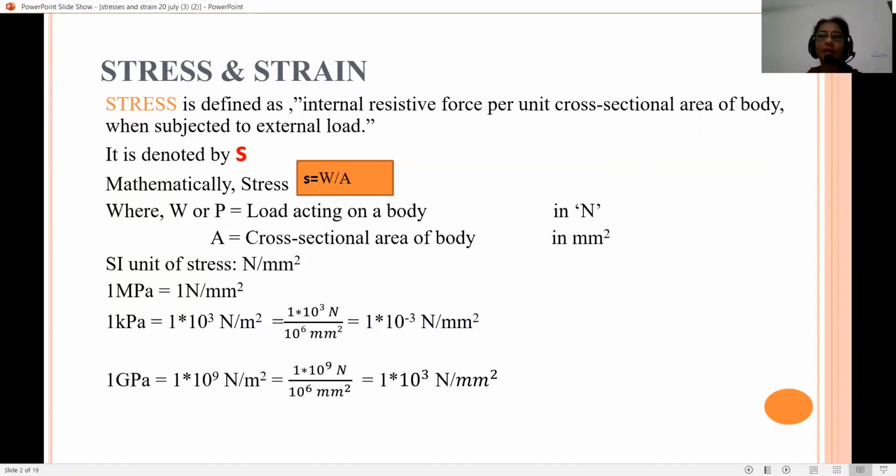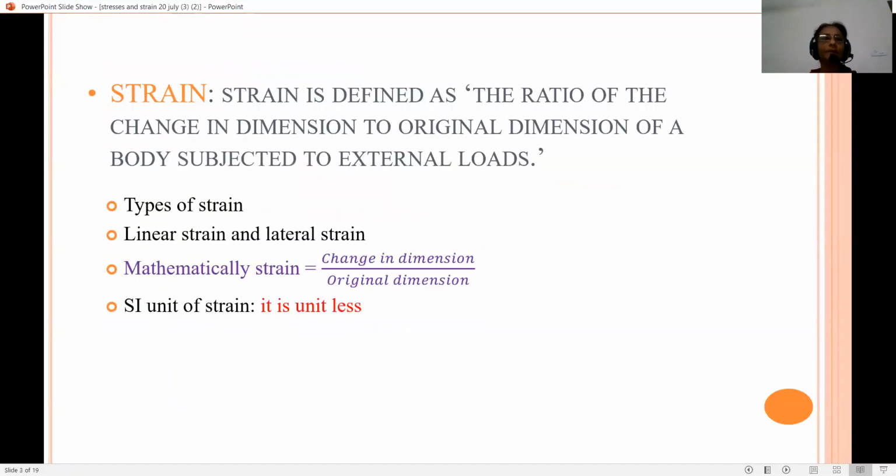Next, we will see what is strain. When any component is subjected to external load, there will be deformation in the component. Dimensions will change. So this change in dimension to the original dimension when subjected to external load is known as strain.